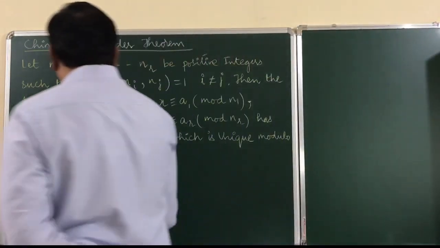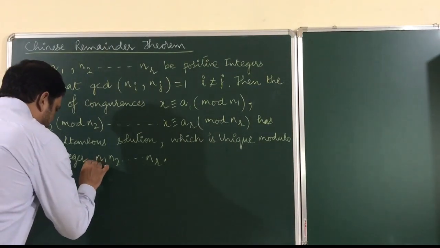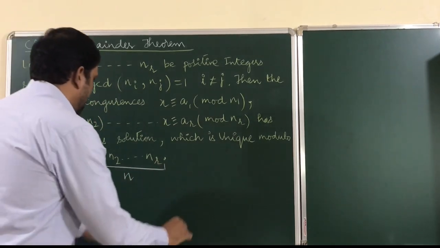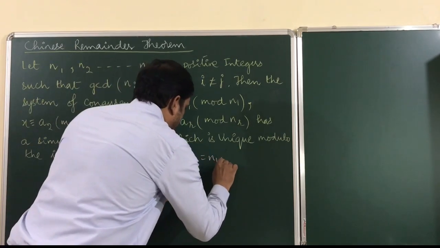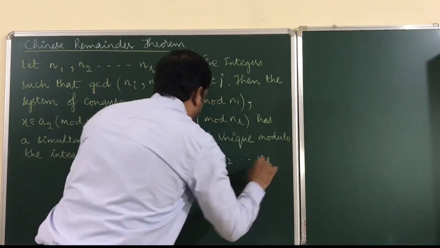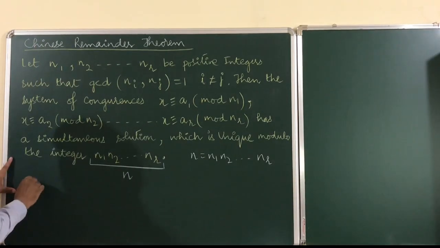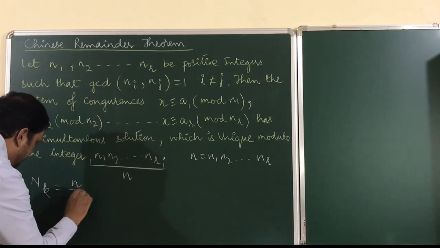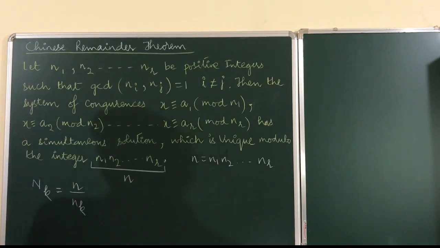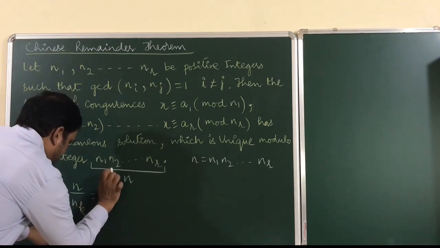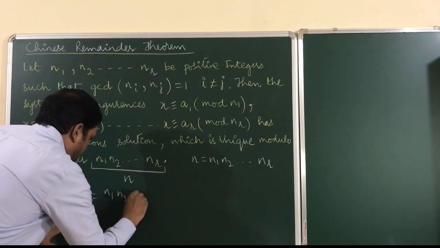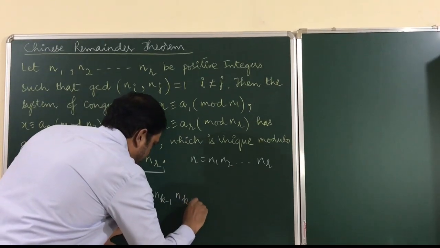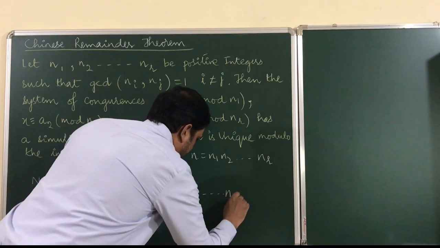So it's very easy to understand. First, let's assume this number is n. So our n is n1 times n2 times ... times nr. Now I form a capital Nk, which is basically n divided by small nk. So n divided by small nk means we have all of n1, n2, ..., nk minus 1, then nk plus 1, but we don't have nk there, and finally nr.